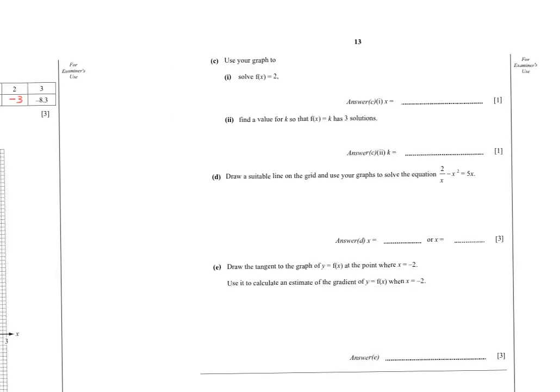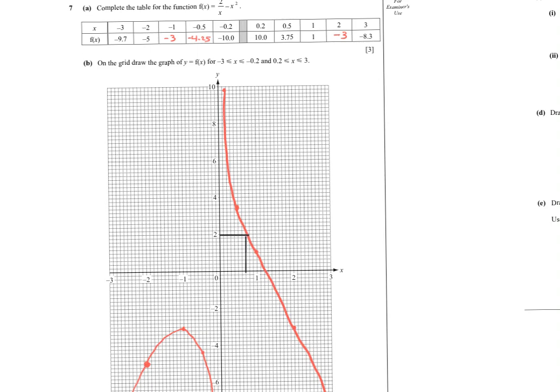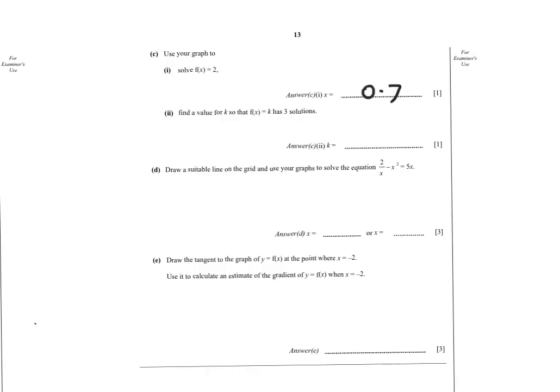Now solve f(x) equals 2, a horizontal line at 2. Find the intersection and find the x-coordinate of the intersection as in the previous one. So approximately 0.7. So f(x) equals 2 when x equals 0.7.